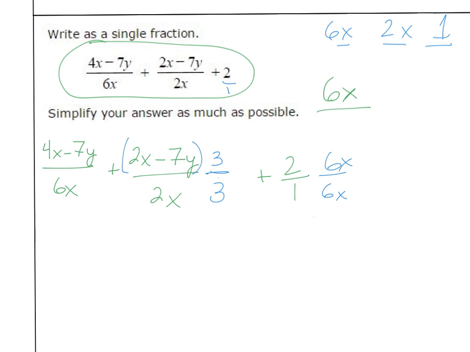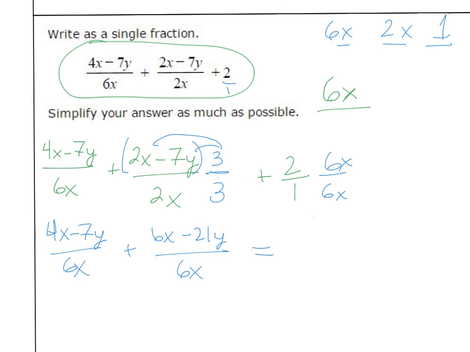The next thing I want to do is simplify what's happening. So for this left part, there's nothing to do but recopy the problem down. It's going to be exactly what it was. This 3 has to distribute to each part of this. So that's going to give me 6x minus 21y over 6x. And then this guy, whoops, not an equal sign, but a plus sign, 12x over 6x.